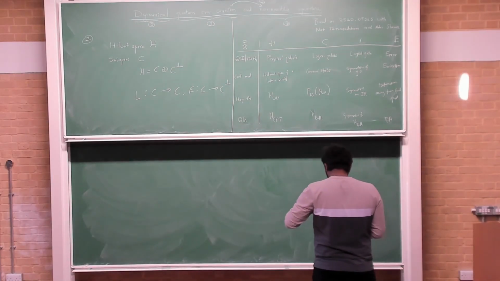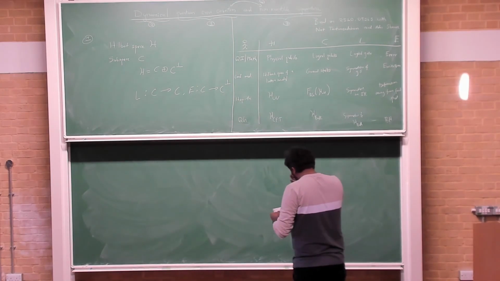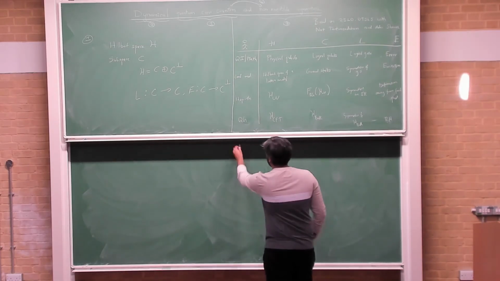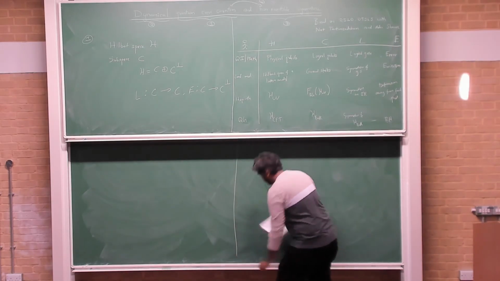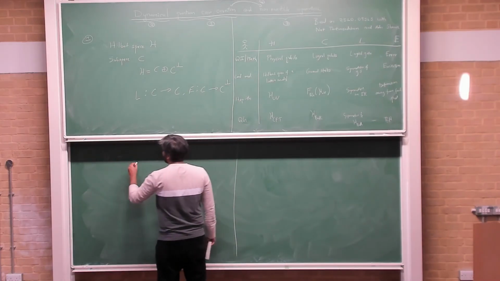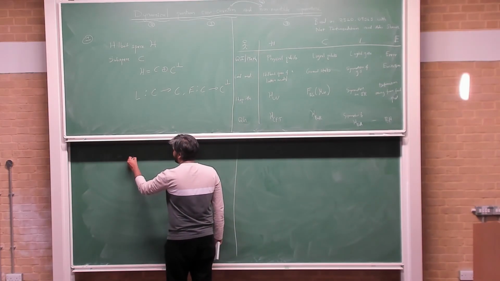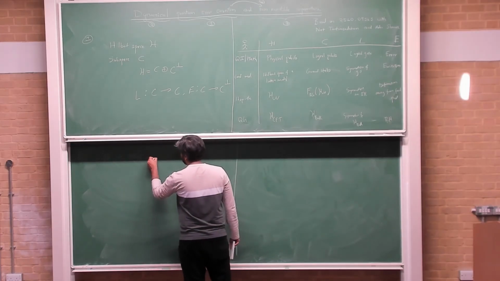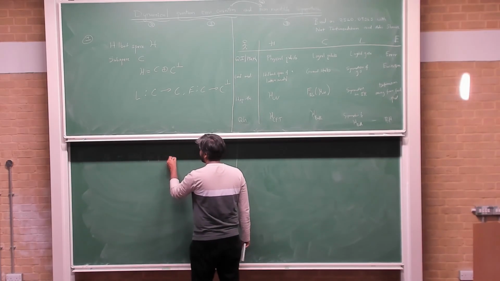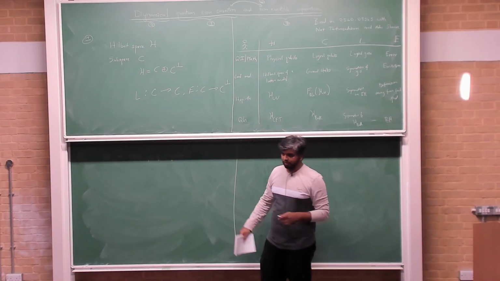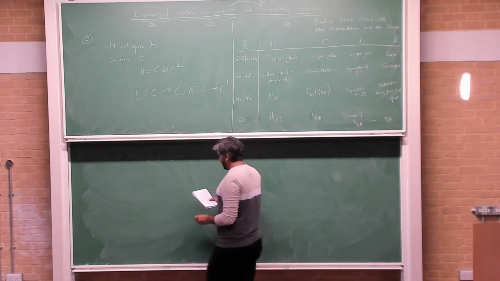Yeah, so our focus will be very specific. I will choose H to be the Hilbert space of n qubits. So a tensor product of a bunch of two-dimensional Hilbert spaces.